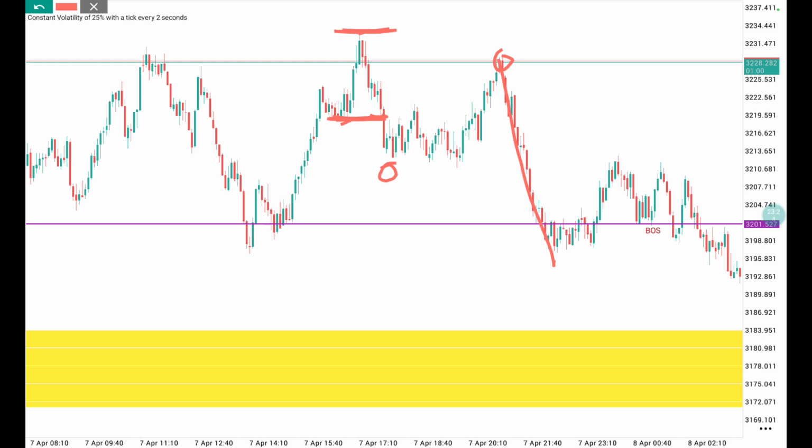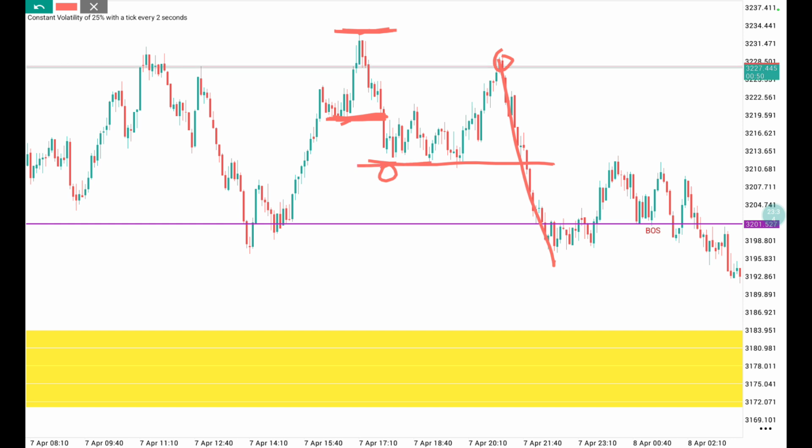So here is the thing. Where do we have a change of character? Where do we have market structure shift? So is it up here or here? You can pause the video and think about it, even though I'm going to answer it. Where do we have a break of structure in these two scenarios?